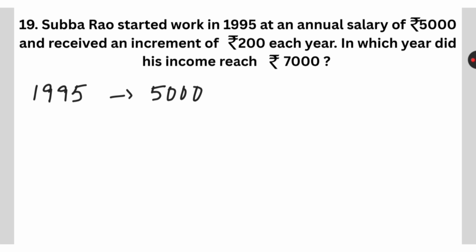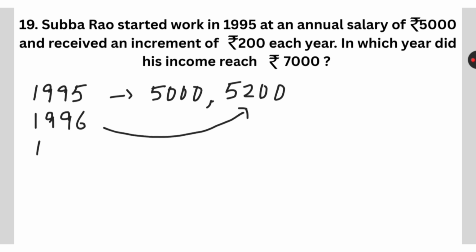So that means his increment started the next year, that is 1996. The increment is 200. If you add 5,000 plus 200, which gives 5,200, that is the second salary. That means from the second year he started his increment.